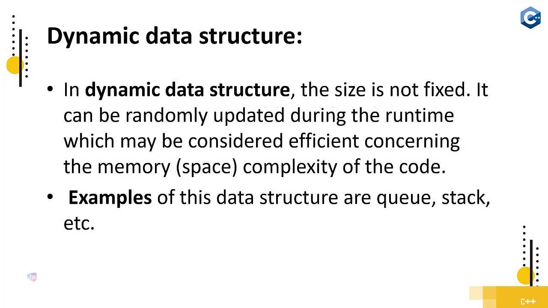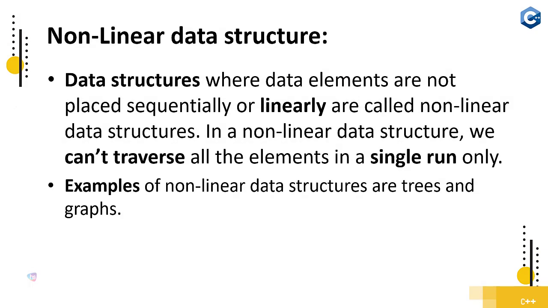And a dynamic data structure is one whose size is not fixed. It can be randomly updated during runtime, which may be considered efficient in terms of memory space. Complexity of the code would be there in the dynamic data structure. So the dynamic data structures are queues and stacks. Now the non-linear data structure: where the data elements are not placed sequentially or linearly, they are called non-linear data structures. In a non-linear data structure, we can't traverse all the elements in a single run. Examples of non-linear data structures are trees and graph.